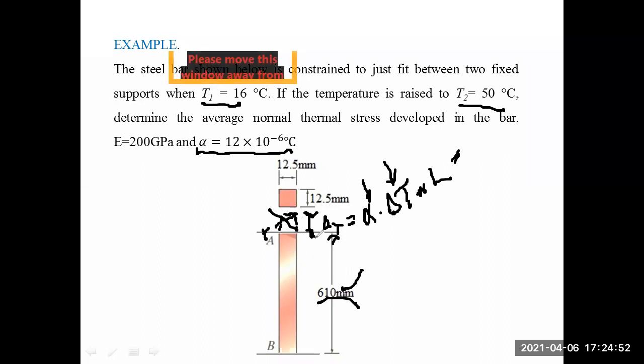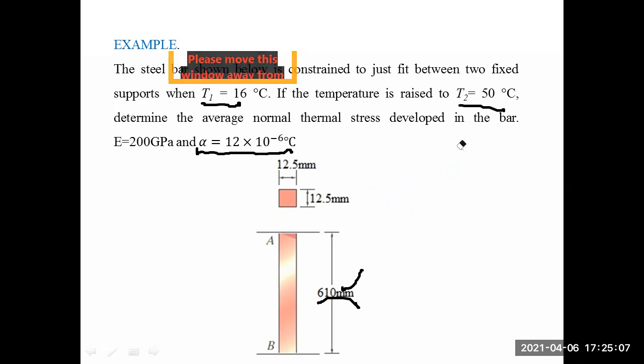If you have a constraint, let me erase this mess. Now I have a constraint. And just now I removed the constraint and I calculated this delta, the change in length due to temperature. Now I have placed back the constraint. So it is not possible for the delta to take place. So what I have now, because of the expansion, there would be a delta opposing, due to the force, the reaction.